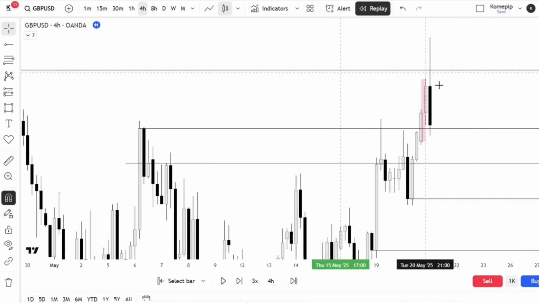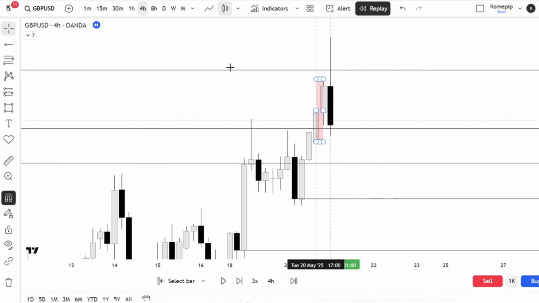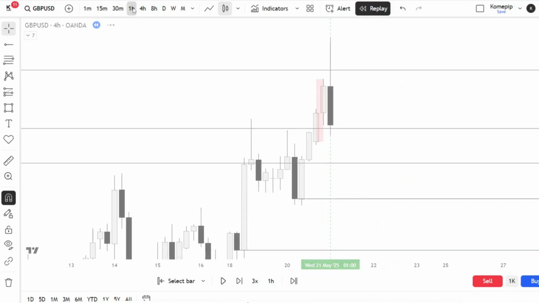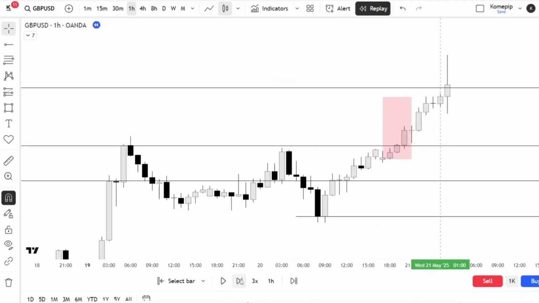You can see that we've got a nice rejection on the 4 hours. So what do we look for? A break of structure. So we're looking for a break of structure on the 1 hour time frame. Okay, so let's play price and see.